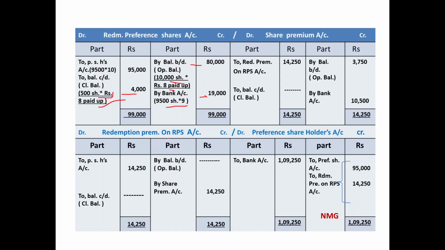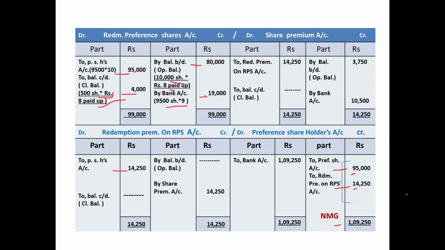Second journal entry, the resolution for the redemption. Preference share capital account debited 95,000. Redemption premium on RPS account debited 14,250 to preference shareholders account credited 1,09,250. Opposite narration, opposite amount 1,09,250. So this was for the resolution passed in the board meeting.